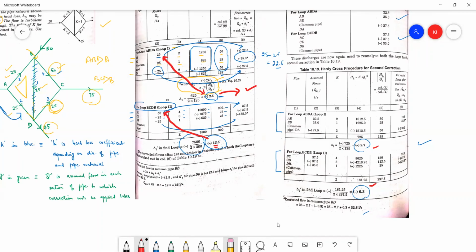And I'll just mention again that there is another criterion which you can see, that initially for the first loop the correction factor was minus 12.5, now it is minus 2.7, so it is almost similar. That means we can stop since the correction factor is not changing much. This maybe you can also look at, right?